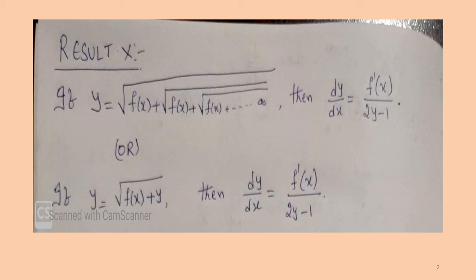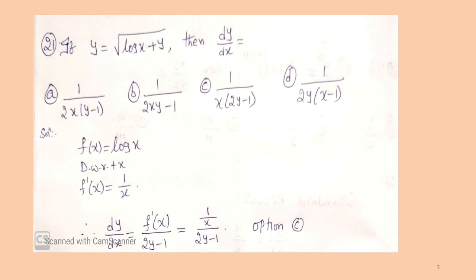So next result: if y equals square root of f of x plus square root of f of x plus square root of f of x plus etc. to infinity, then dy by dx can be written as f dash of x divided by 2y minus 1. The same can be written as: if y equals square root of f of x plus y, then dy by dx equals f dash x divided by 2y minus 1. Very important standard.